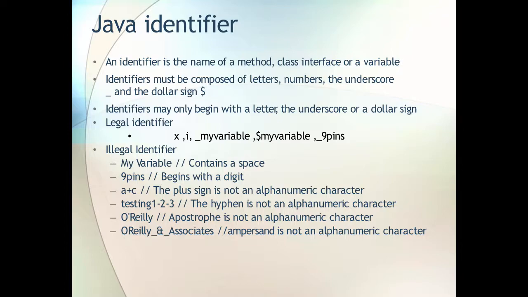All right, so talking more about the identifier. It's going to be basically the name of a method, a class, an interface, or a variable. Now they're composed of letters, numbers, the underscore, and the dollar sign. If you don't start with one of those, then it's going to give you a compile time error. It can only begin with a letter, the underscore, or the dollar sign. So if you start off with a number, it's not going to work. You can't start any of your variables with a number.